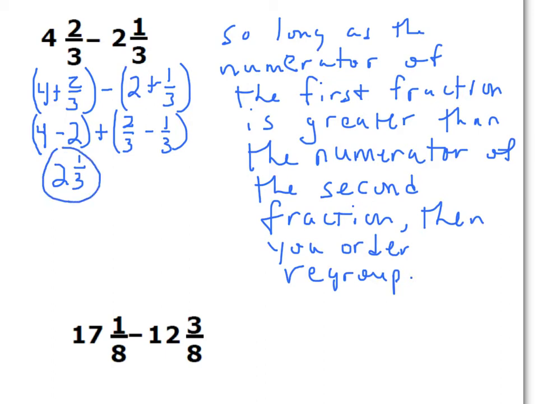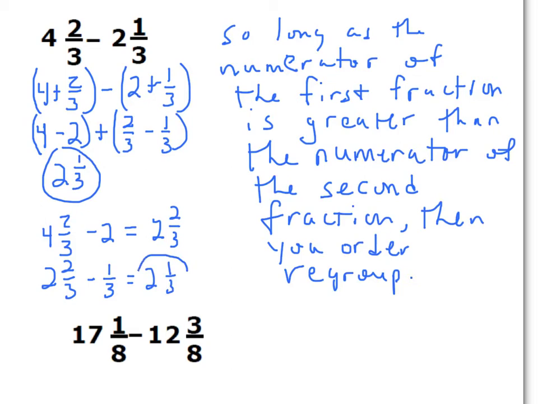And that should make sense if you think about it. You can think, okay, let's take 4 and 2/3. Now remember, you're subtracting 2 and 1/3, right? So let's say you had 4 and 2/3 of a grapefruit, and then you subtracted 2 of the grapefruits. So if you subtract 2 of the grapefruits, you'd be down to 2 and 2/3. And then if you subtract the 1/3 of the grapefruit, then the remaining is 2 and 1/3, just where we're supposed to end up.